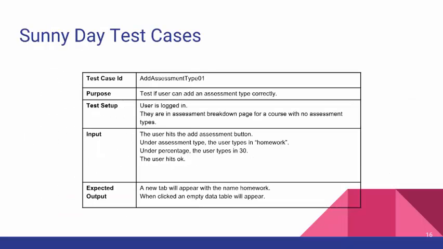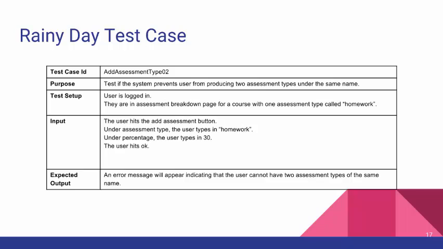An example of a sunny day test scenario for this is if the user adds an assessment type called homework with a percentage of 30%. This should be allowed by the system since there's no conflict. An example of a rainy day test scenario is for a single course, a student tries to create an assessment type with the same name. This is a problem because then it's difficult to resolve if a grade belongs to one assessment type or another.